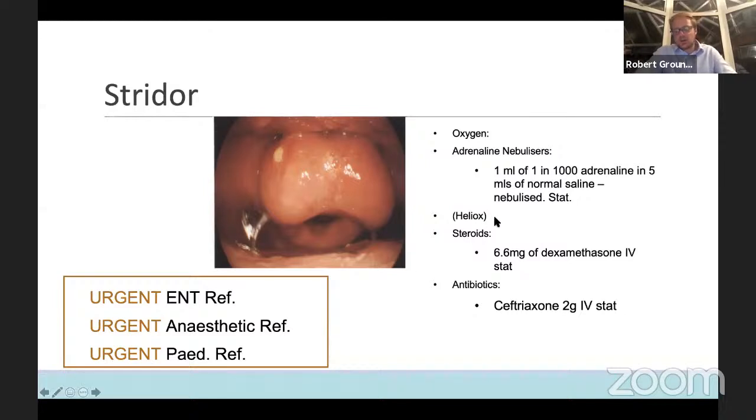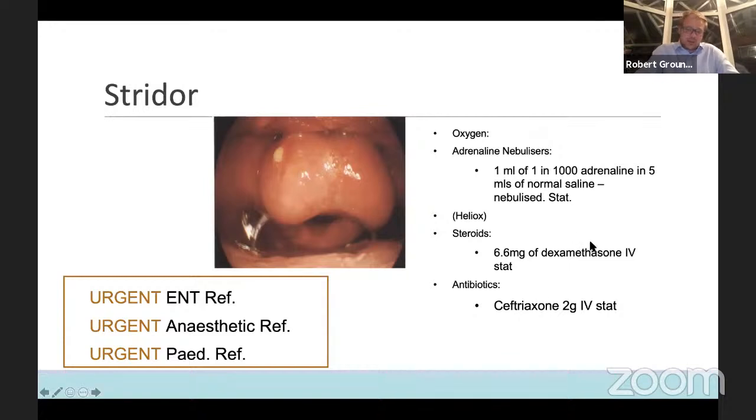We've put about Heliox here, it's in the textbooks. To be honest, I've never even seen it used. The idea is with Purcell's law that when you've got a less dense gas, then you can travel the gas through that tight space easier. But to be honest, by the time we find the bottle, most of the time the patient's already secured.